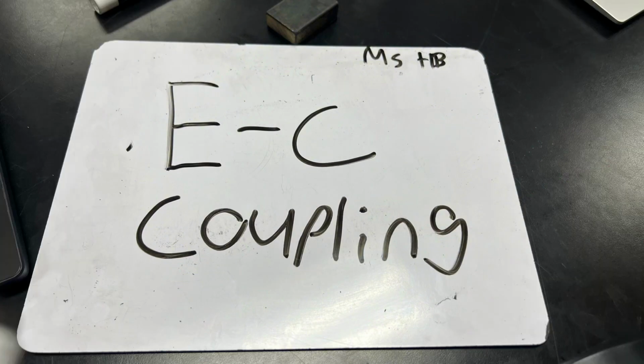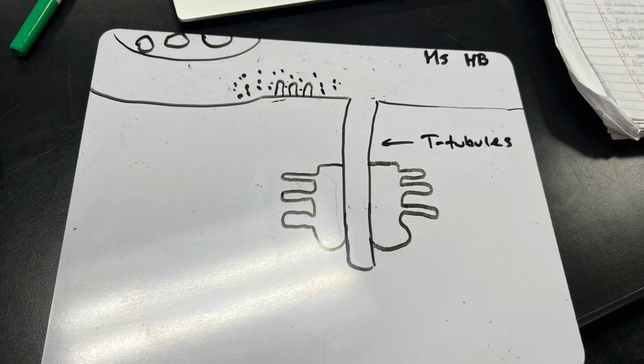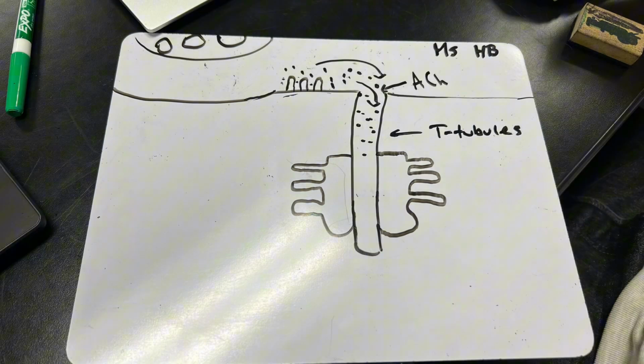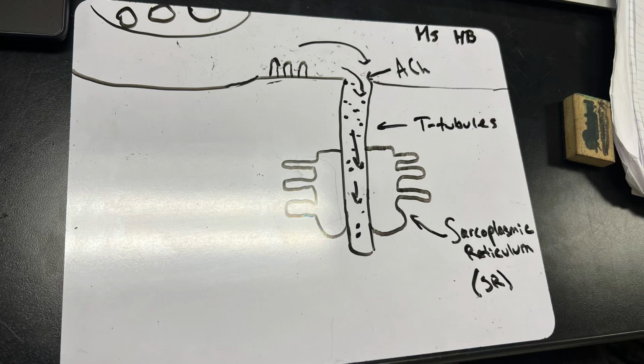Next, we have EC coupling, and that starts with the spread of action potential. The action potential now spreads quickly along the sarcolemma. As it travels, it dives down into these T-tubules, carrying the electrical signal deep inside the muscle fiber, so every part of the muscle gets the message to contract.